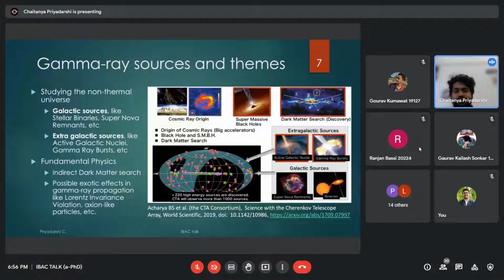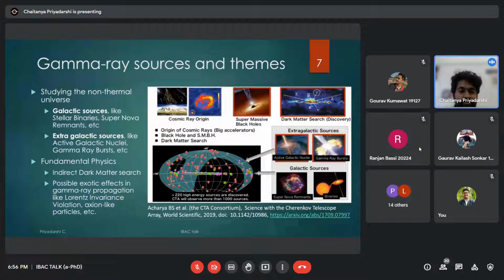The other theme is to study some fundamental physics. This is not really dependent on the source that we observe, but on trying to find evidence for some new physics. One prominent example of them is doing some indirect dark matter searches.